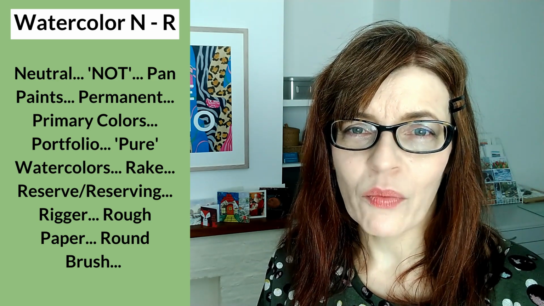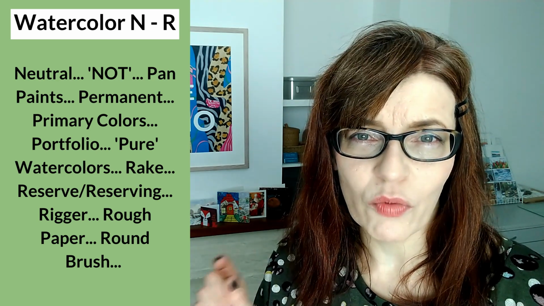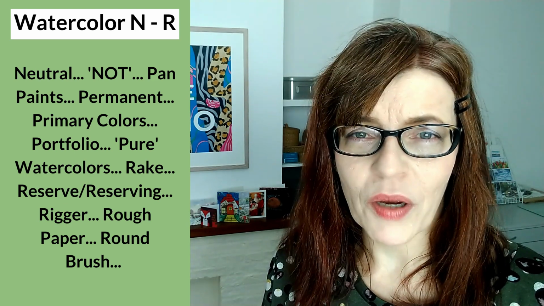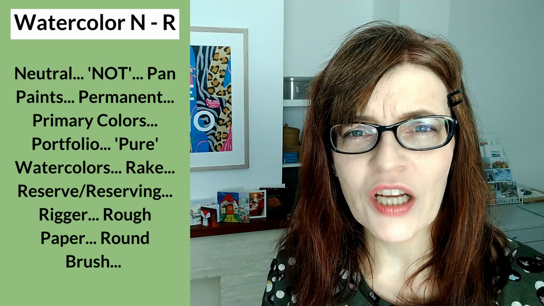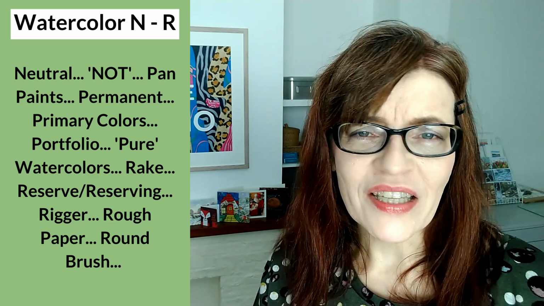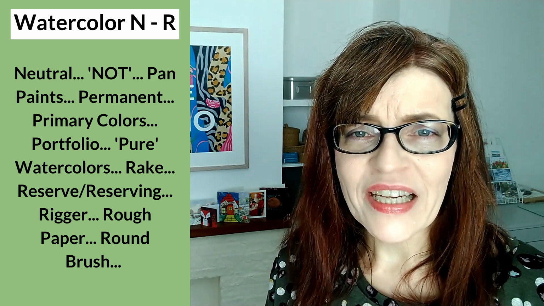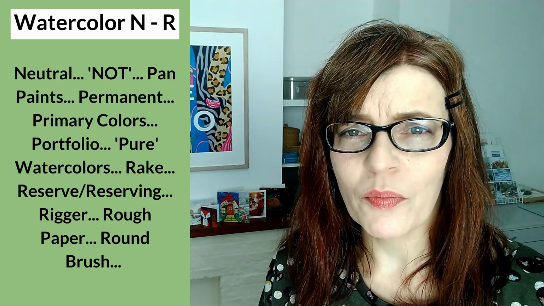So onto the letter P, we have pan paints. So pan paints are the small little blocks that you buy as opposed to watercolor tubes. Permanent. Permanent is a word that denotes a stable pigment. So as I said, some fugitive or fading colours have been reformulated to be called permanent.